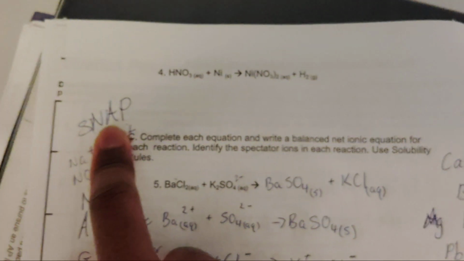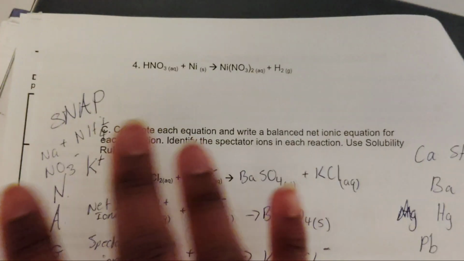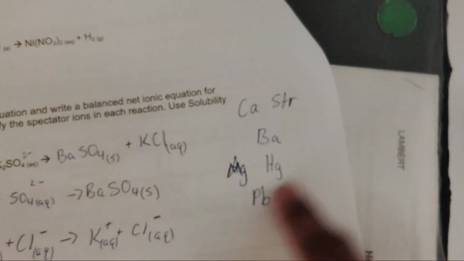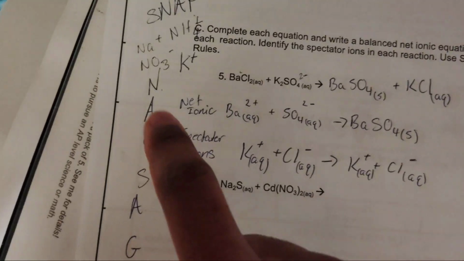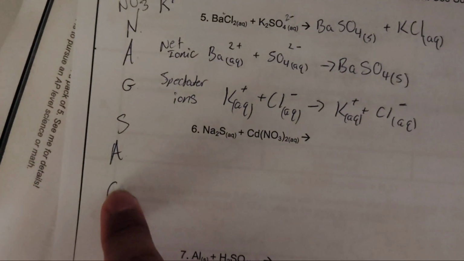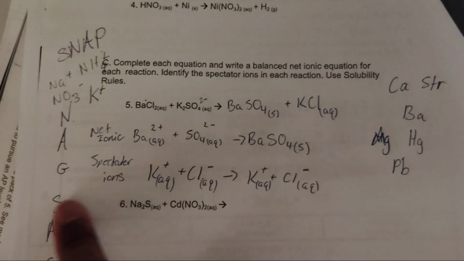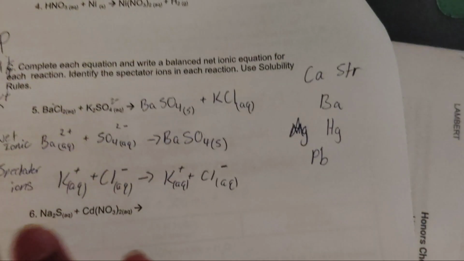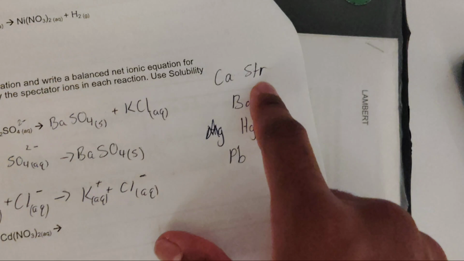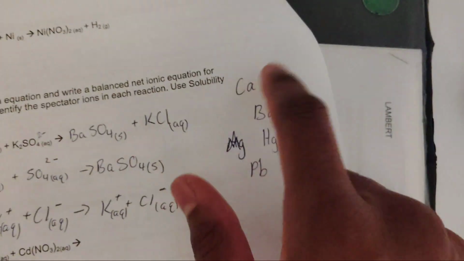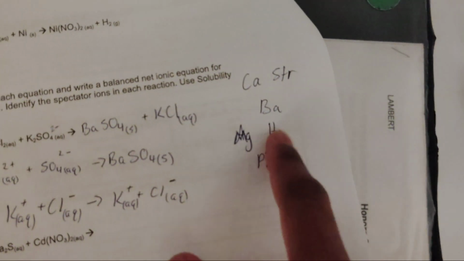So don't forget SNAP ions, sodium, nitrate, ammonium, and potassium, are always soluble, no matter what they're paired with, even if it's these guys. Whereas the acetates, group 1, group 2, group 16 and 17, and sulfate right here, those will be soluble most of the time unless paired with these guys over here: Castrobare, which is calcium, strontium, and barium, or the zombie apocalypse metals, which is silver, mercury, or lead.